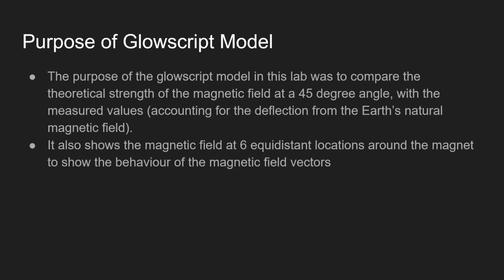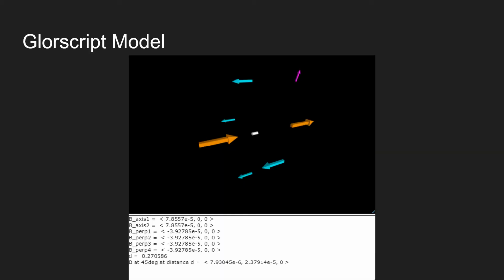The purpose of the GlowScript model in this lab was to compare the theoretical strength of the magnetic field at a 45-degree angle with the measured values that we also took. It also shows the magnetic field at 6 equidistant locations around the magnet to show the behavior of the magnetic field vectors around the bar magnet. This is a screenshot of the produced GlowScript model.